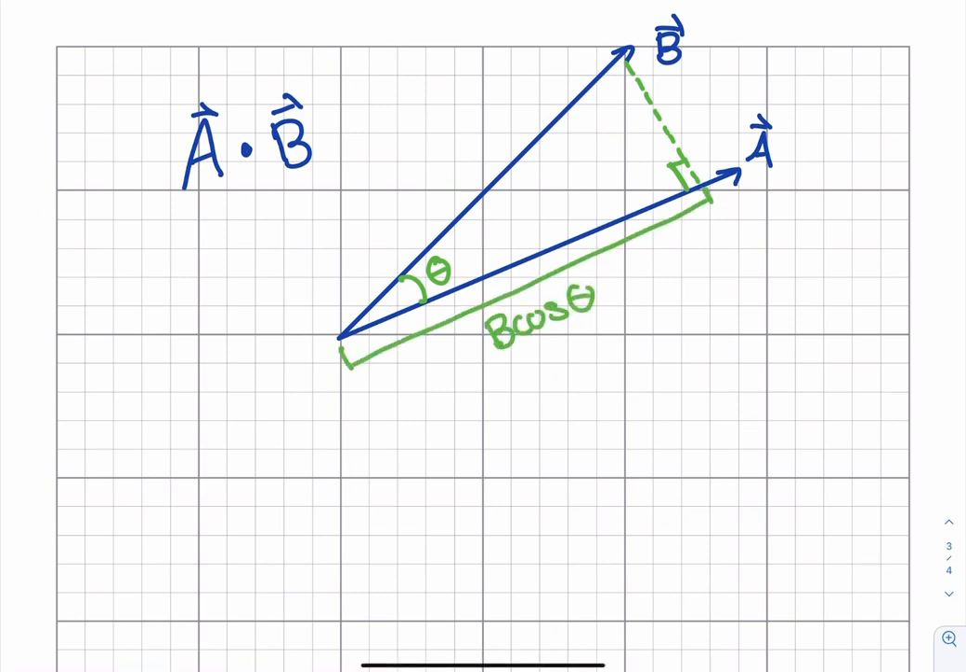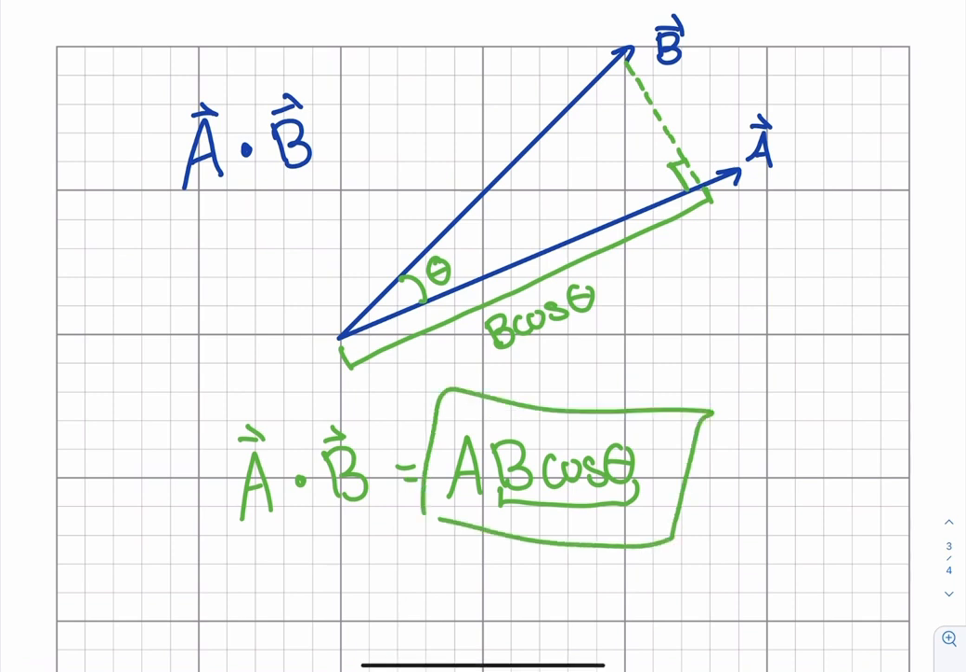The section I labeled b cosine theta is the parallel component of vector b to vector a. So, another way to write a dot b is a b cosine theta. Both a and b represent magnitudes here, and b cosine theta is the parallel component of vector b to vector a. ab cosine theta is what we call the dot product. And notice that it is also a scalar.